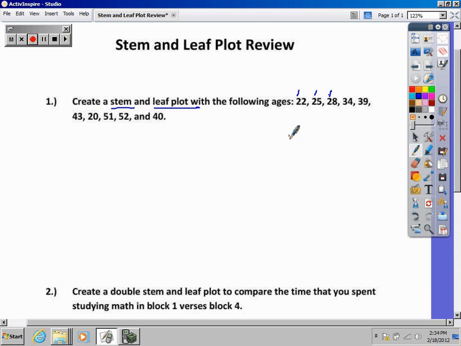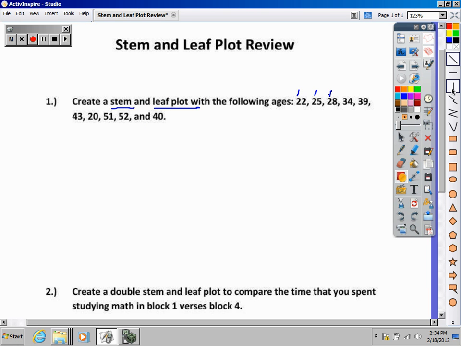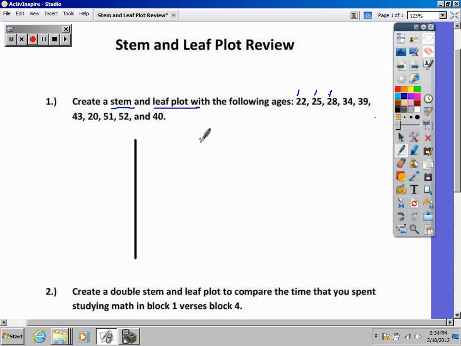So I'm going to draw a straight line going down, a vertical line like this. That's kind of my divider. And then on the left of that, I'm going to write down my stems. Now I see the smallest number appears to be a 2, so I'm going to put a 2 here. And then it looks like there are some 3s, and a 4, and a 5.